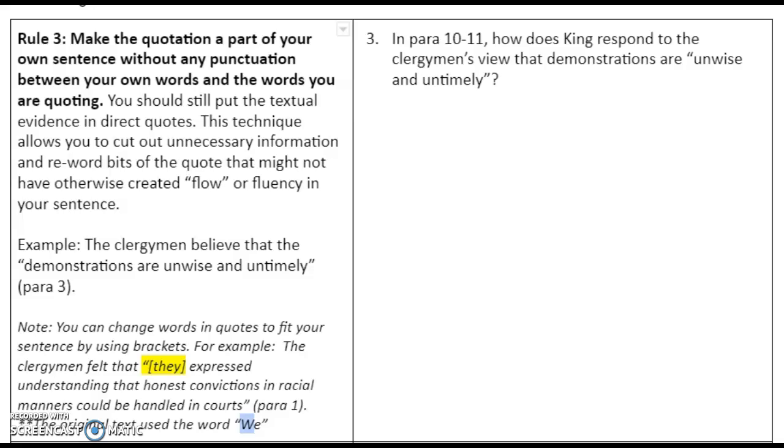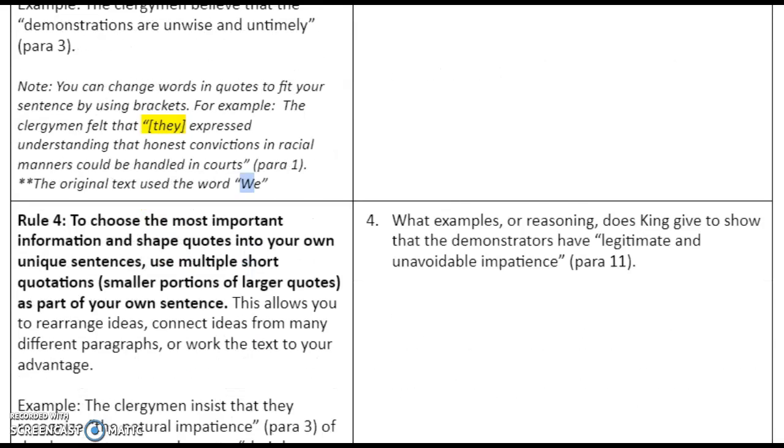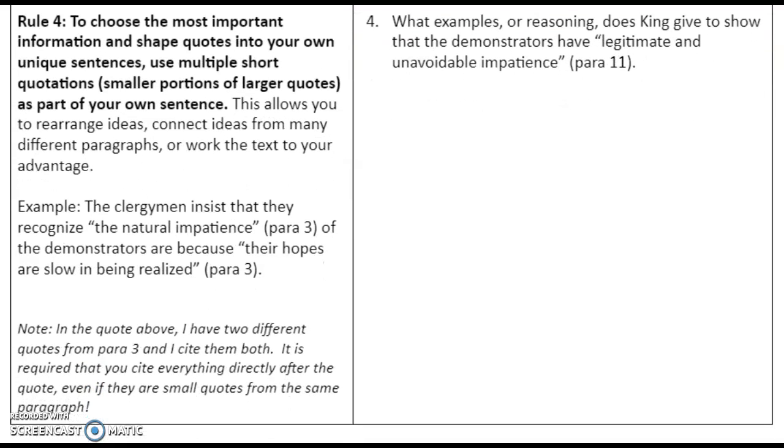How does King respond to the clergyman's view that demonstrations are unwise and untimely? And if you struggle, look on page 9, paragraph 11, about 7 lines down. I liked where he said we have waited for more than 340 years for our God-given constitutional rights. See if you can take just that small part, more than 340 years, and work it into your own ideas to answer that question. Just in case you're struggling. Some of you are already good at this, though.